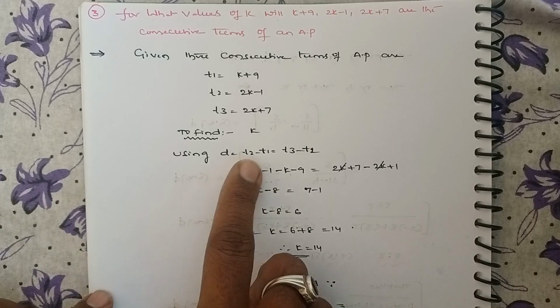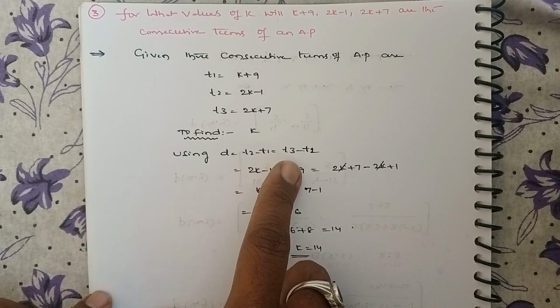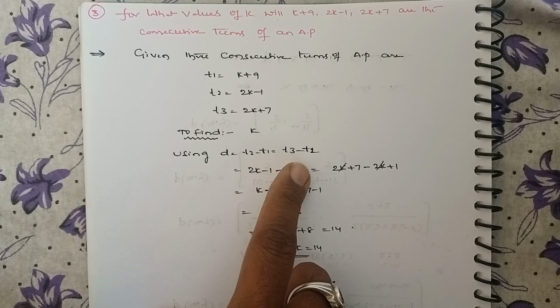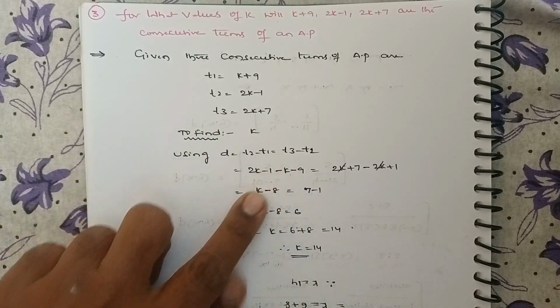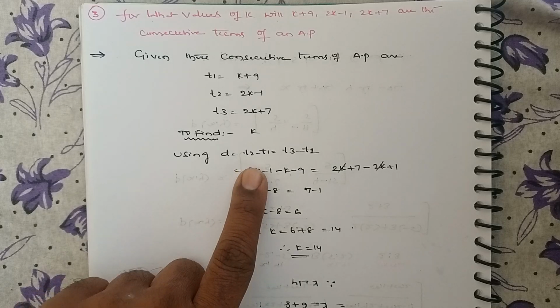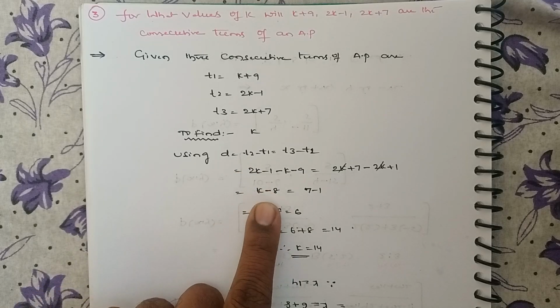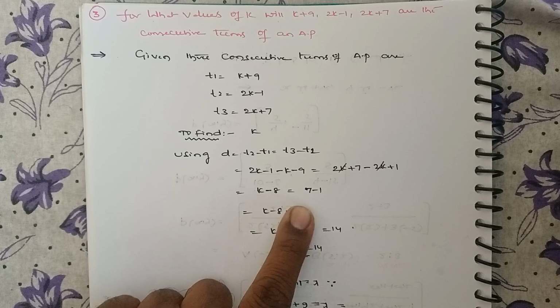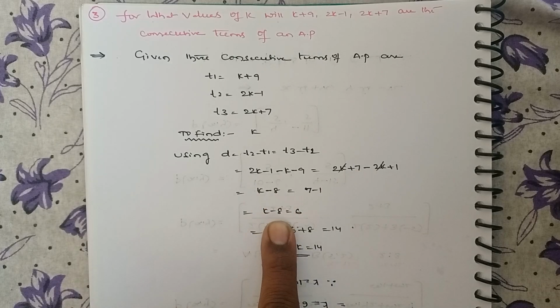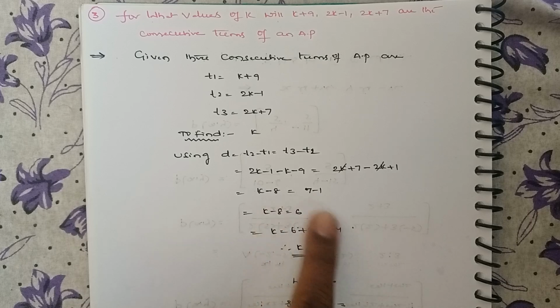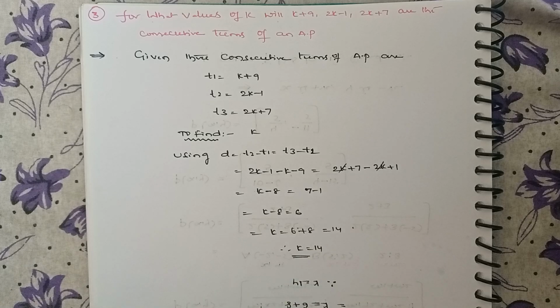So d equals t2 minus t1, which is equal to t3 minus t2. So three terms are there, so we need to find the common difference for all the terms. Okay, so substitute the values and simplify. We get k minus 8 equal to 7 minus 1. So k minus 8 is equal to 6. Sending minus 8 to the right side, it becomes plus 8. It becomes 14, guys. K equals 14.